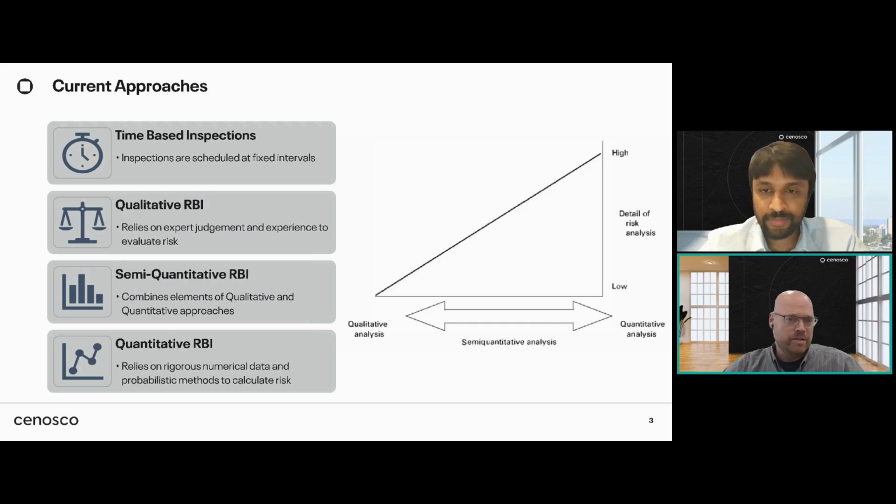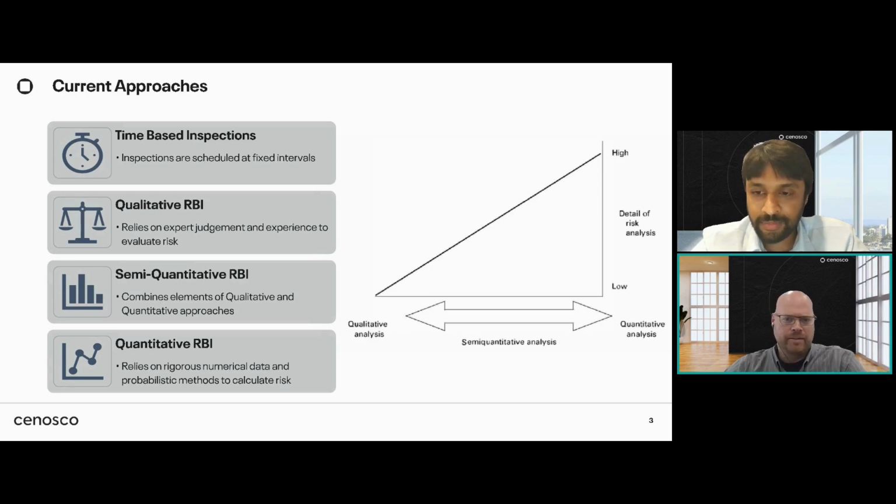So the first of the approaches, the traditional approach, is that of time-based inspections. This method schedules inspections at fixed intervals, think every 6 months, annually, or every 10 years, whatever it might be, regardless of an asset's condition or risk. It's simple and easy to implement, relatively easily accepted by regulators.